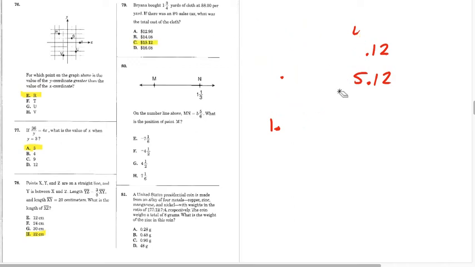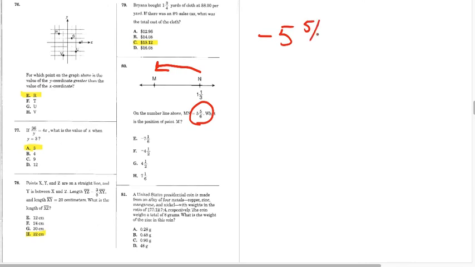All right, number 80. This is a different version of a previous question. All right, so we know the distance from N to M is 5 5/6. So we have a 1 1/3. Let me rewrite this. We want to write the bigger number on top. So -5 5/6 plus 1 1/3, which we're going to convert to 1 2/6. So we can go ahead and subtract these.